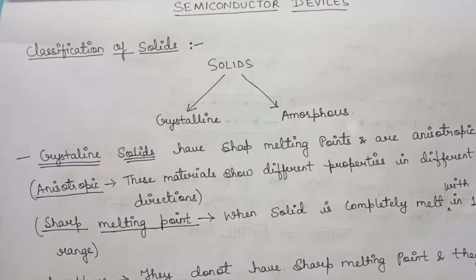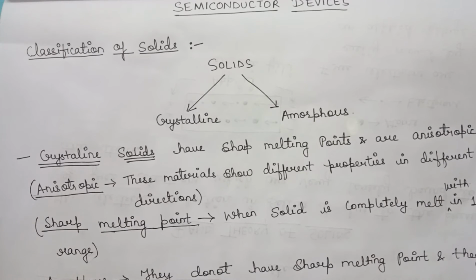Solids are of two types, crystalline and amorphous. Firstly, let's know about the crystalline solids. These have sharp melting points and are anisotropic. So, what is anisotropic? Anisotropic are those materials which show different properties in different directions. And sharp melting point means that the solid completely melts within a 1 degree Celsius range.